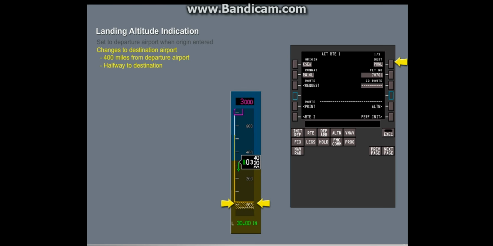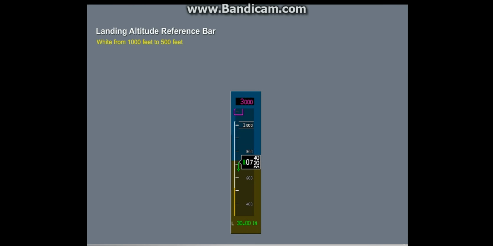The indication changes to the destination airport or runway altitude when the airplane is 400 miles from the departure airport or is more than half the distance to the destination. The landing altitude reference bar extends 1,000 feet above the landing altitude indication. The bar is white from 1,000 feet to 500 feet, and amber from 500 feet to the indication.